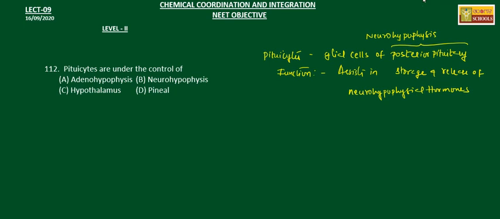Right. So the question, pituicytes are under the control of. Adenohypophysis is the anterior pituitary, so it is not that. I told you that they are the glial cells of the posterior pituitary, which is the neurohypophysis. So the right option is option B, that is neurohypophysis.